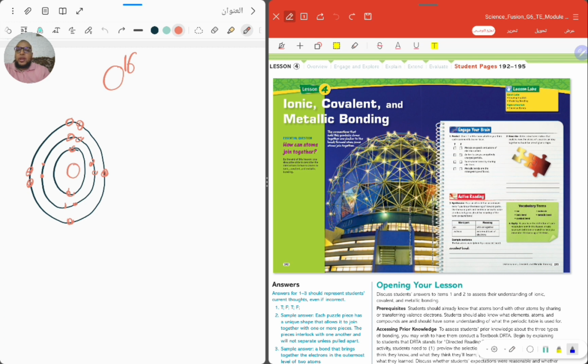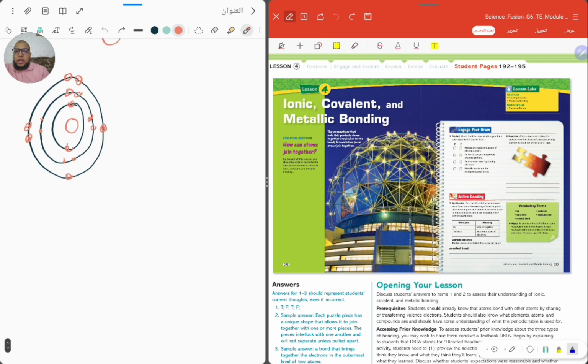Okay, if we have 2 oxygen atoms, focus with me, guys, please. 2 oxygen atoms, O and O, and they want to make a chemical bond together, to make a molecule. How? They can't lose or gain any electrons. Every one of them needs 2 electrons. So what will they do? They will share electrons. How? Every oxygen atom will share 2 electrons.